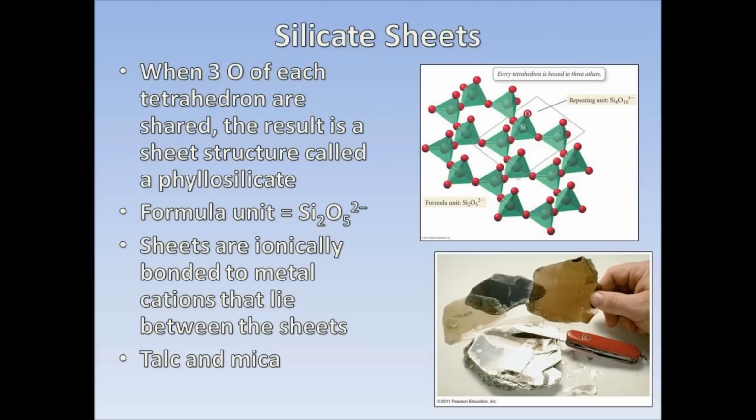Silicate sheets are similar to silicate chains, but where 3 of the tetrahedron's oxygens are being shared. These structures are called phyllosilicates and have a formula unit of Si2O5 2-. These sheets can then be ionically bonded to metal cations lying in between the sheets. Examples include talc and mica.